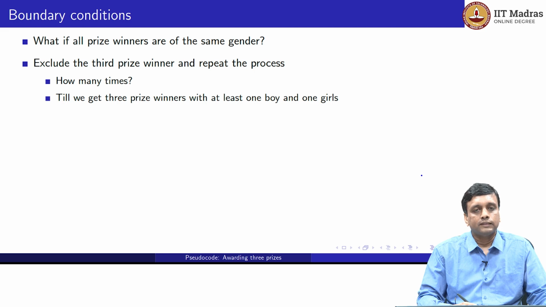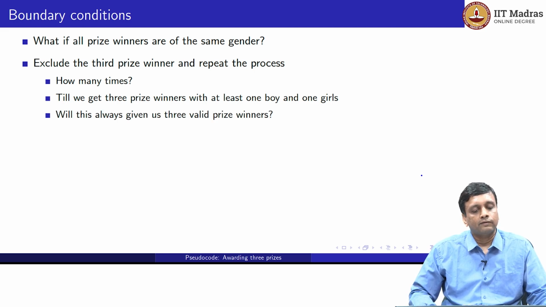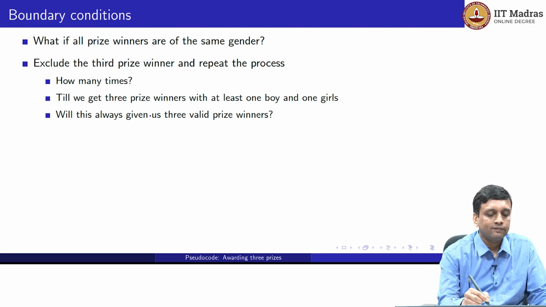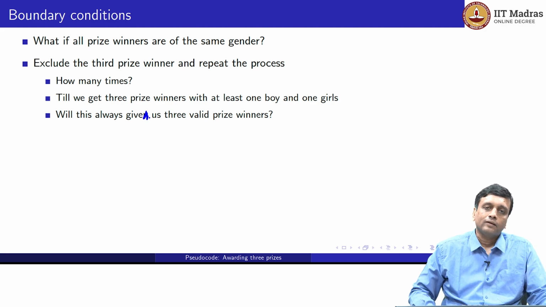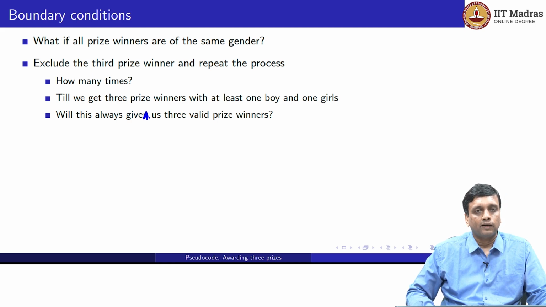So this is something which we have to check now. Will this always give us 3 valid prize winners, right? Now, of course, if among the girls there is somebody who is a subject topper, you can check that you will get it. But what if none of the girls is a subject topper? Then you will never find a girl who qualifies for a prize, because that is the first criterion: unless you are a subject topper, your total is not even counted.